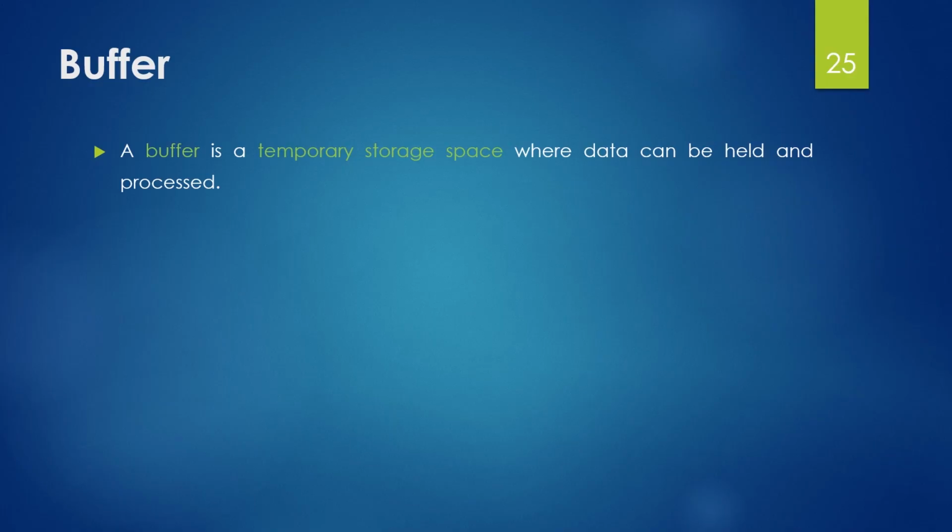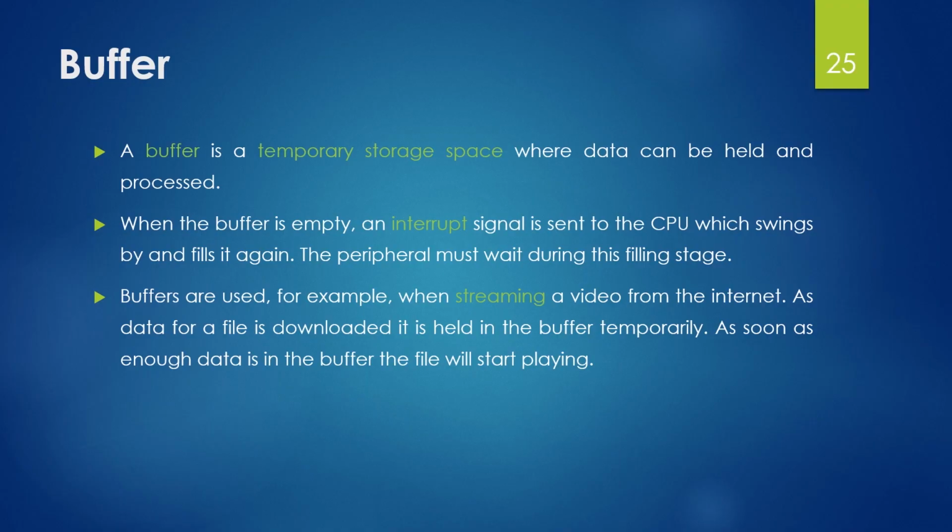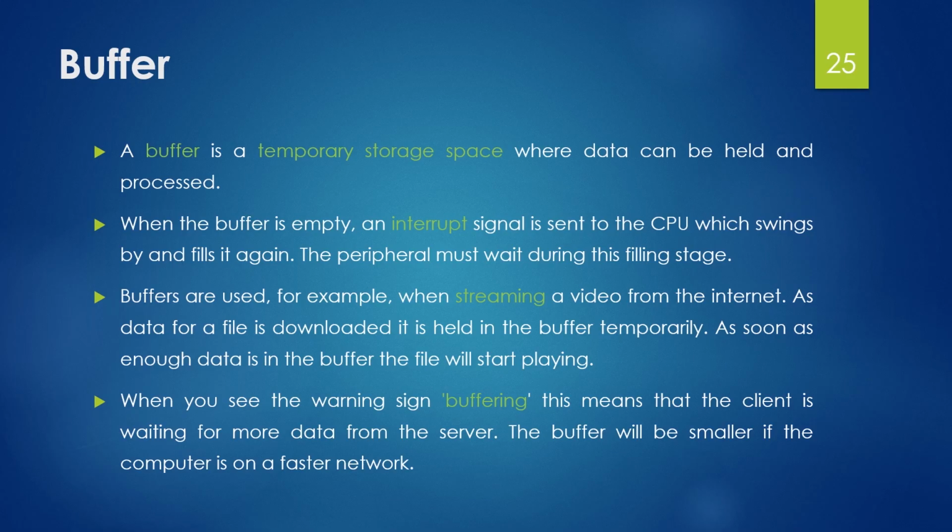Buffer. A buffer is a temporary storage space where data can be held and processed. When the buffer is empty, an interrupt signal is sent to the CPU which swings by and fills it again. The peripheral must wait during this filling stage. Buffers are used, for example, when streaming a video from the internet. As data for a file is downloaded, it is held in the buffer temporarily. As soon as the data is in the buffer, the file will start playing. So when you see the warning sign buffering, this means that the client is waiting for more data from the server. The buffer will be smaller if the computer is on a faster network.